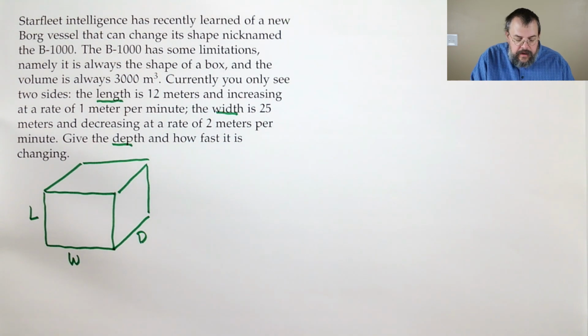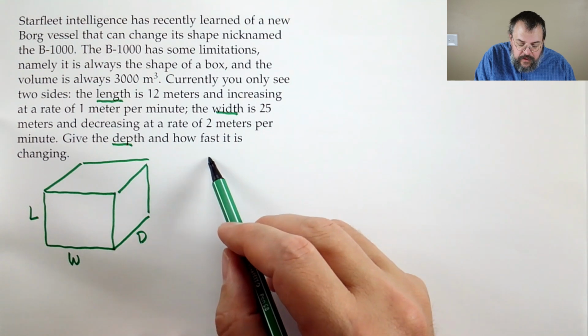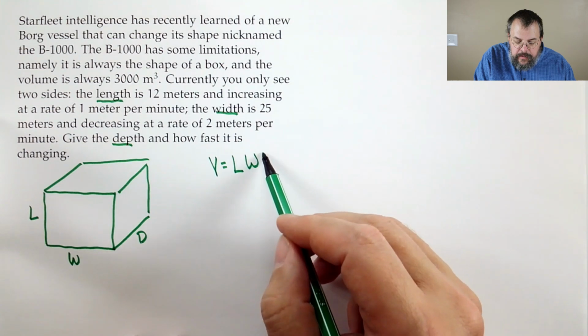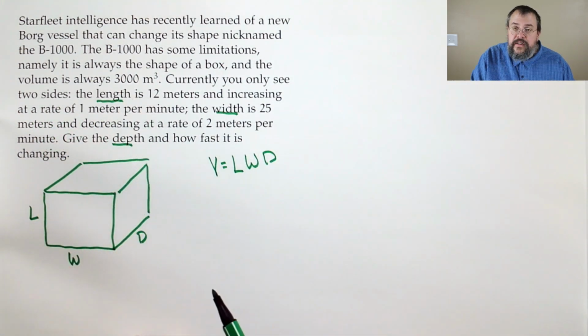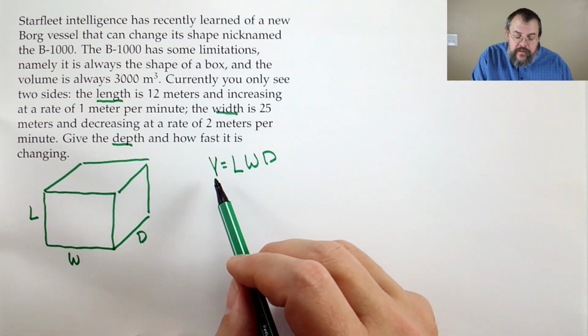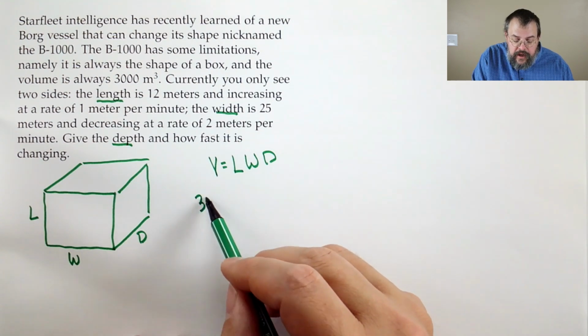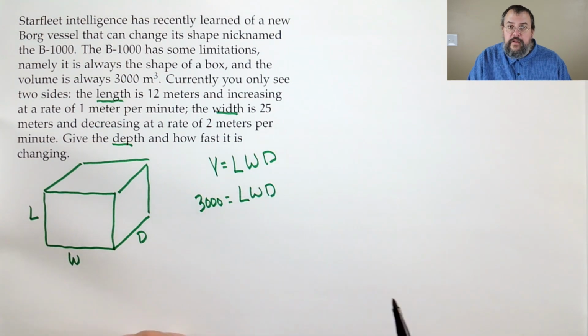We can say, hey, what's the volume? Well, to find the volume, that's pretty straightforward. Volume is length times width times depth. And we're told the volume is always 3,000 cubic meters, which means the volume is fixed. It's not changing. So 3,000 is equal to length times width times depth. All right, so there's our relationship between our variables, length, width, and depth.